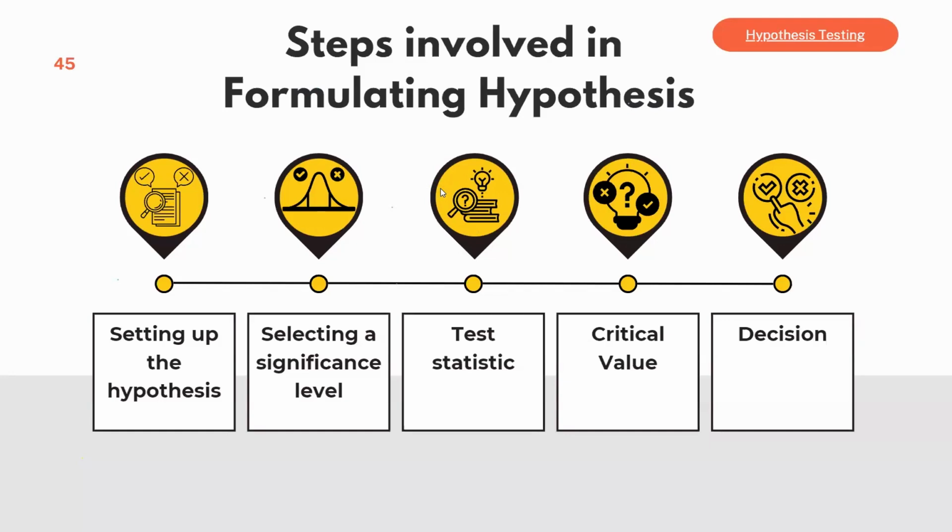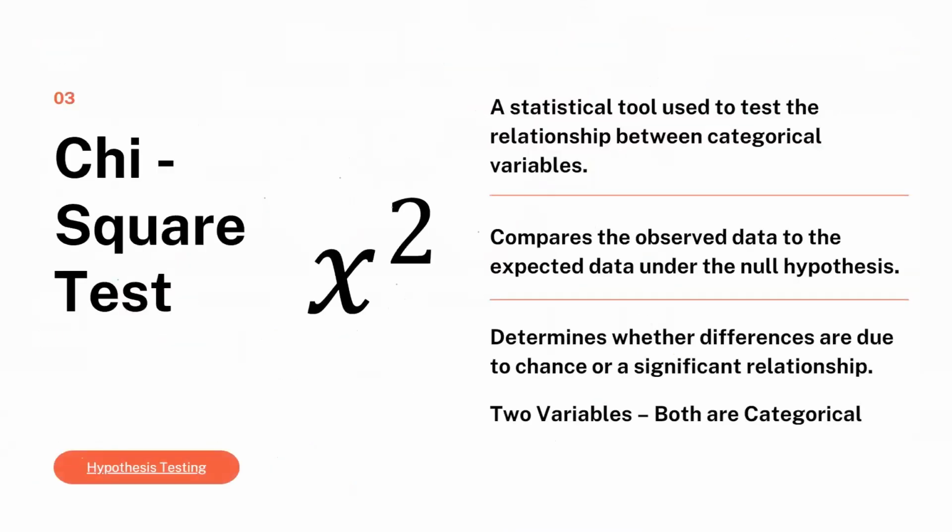So let's see chi-square and ANOVA as our statistical tools. First, the chi-square test. Due to time constraints, we are not going to see everything. Today, I will conclude the session by just introducing you to the chi-square test and one-sample ANOVA. The remaining topics will be covered in the next session.